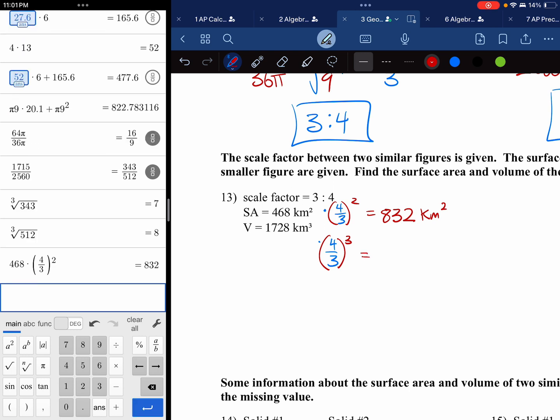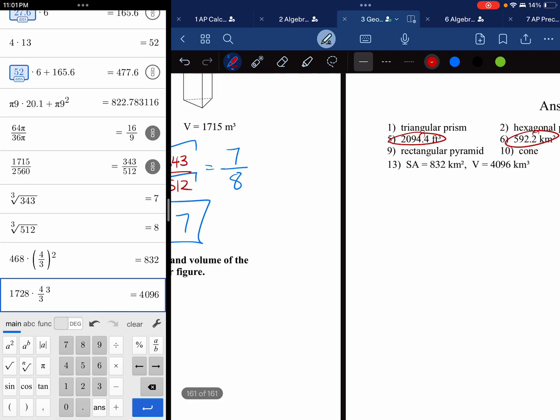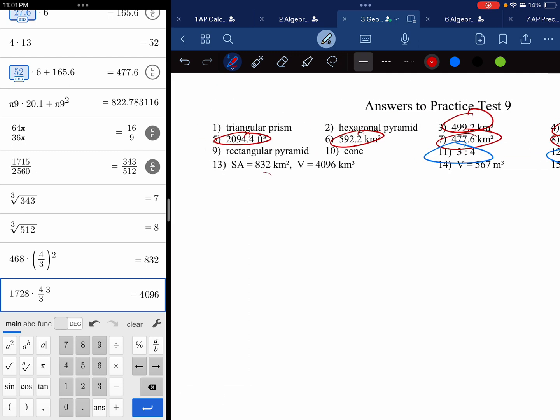I have 1728, and that's going to be multiplied by that same fraction 4/3. And that 4/3, I don't have to have parentheses, by the way. I can just say to the power of 3, and it'll work. And I get 4,096, and that's going to be kilometers cubed. So 832 and 4096, and is that somewhere? 832 and 4096. So we got both those correct.